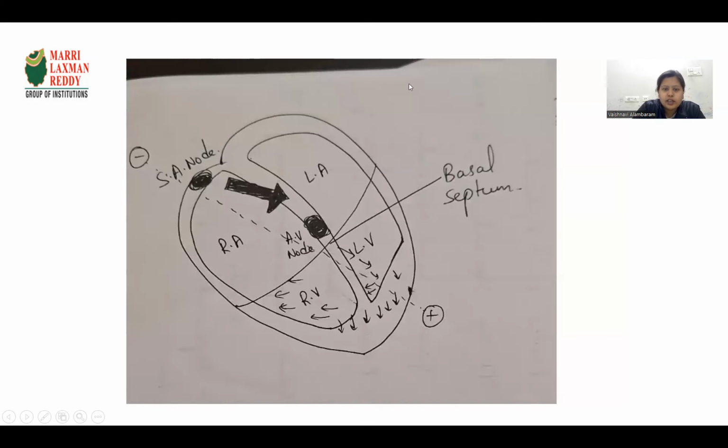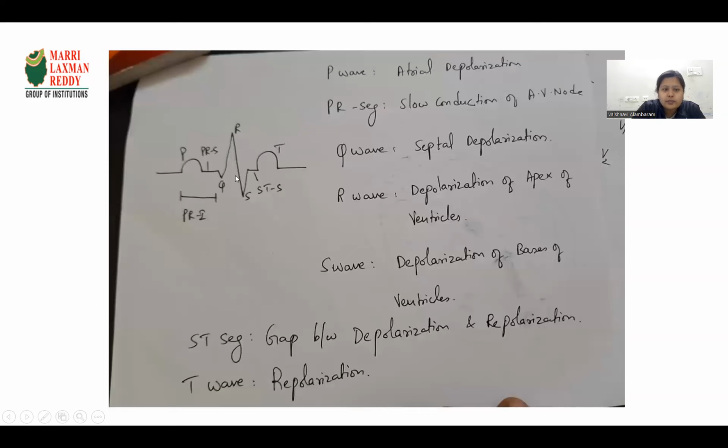After depolarizing both the atria, the action potentials are collected at the AV node. It is on the basal septum, the basal interventricular septum. This AV node is a slow conductor. For 0.1 seconds, there is slow conductivity. Because of that, the charge is held at the AV node, and you get an isoelectric line. That is what your PR segment is.